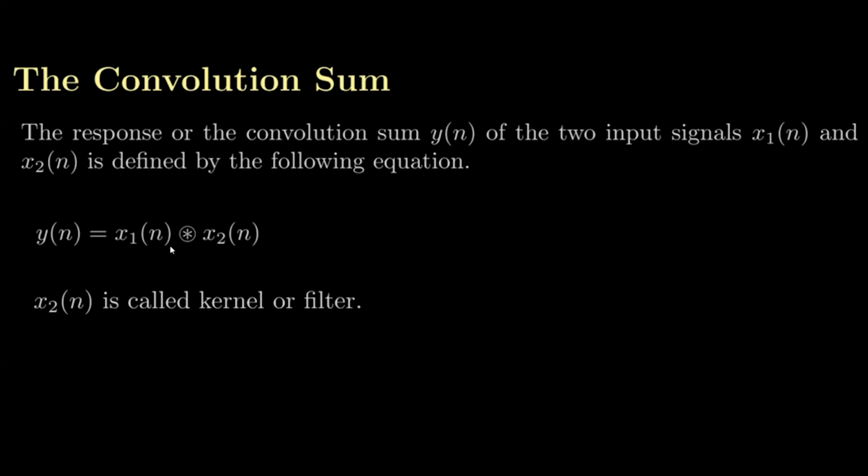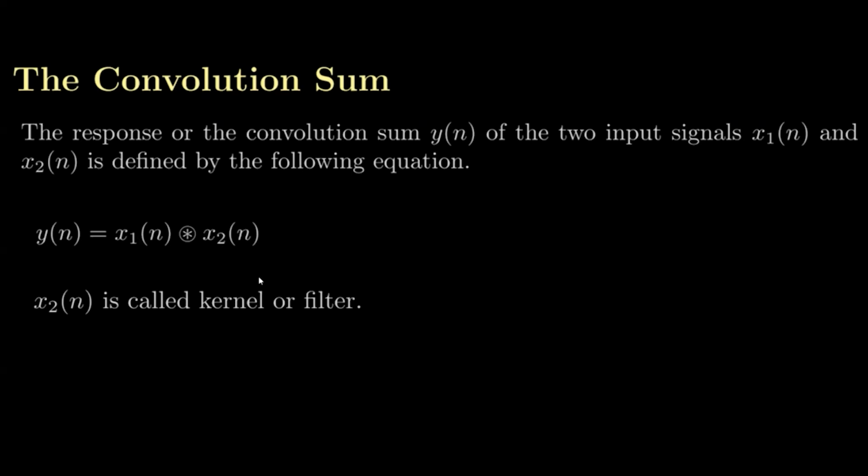According to the definition, the response of the convolution sum y of n for two input signals, x1 of n and x2 of n, is defined by a specific equation. It means that after performing convolution, we obtain y of n, which is the output sequence resulting from the two input signals x1 of n and x2 of n. The mathematical formulation of this definition includes the convolution operator, which looks like an asterisk symbol enclosed in a circle. This symbol represents convolution between two discrete time signals x1 of n and x2 of n.